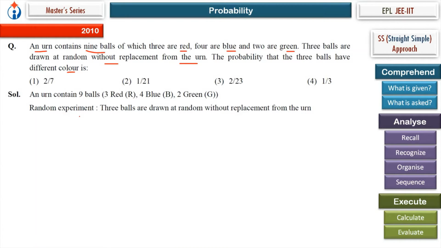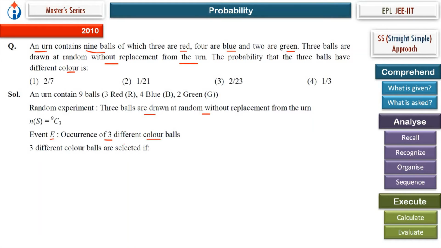Now in probability, we need to be clear about what the random experiment is. So the random experiment is 3 balls are drawn at random without replacement from the urn. So N of S is 9C3, 9 balls, 3 are selected. Event E is the occurrence of 3 different color balls. So we need to write clearly what event E is, जिसका हमें probability चाहिए. So event E is the occurrence of 3 different color balls.